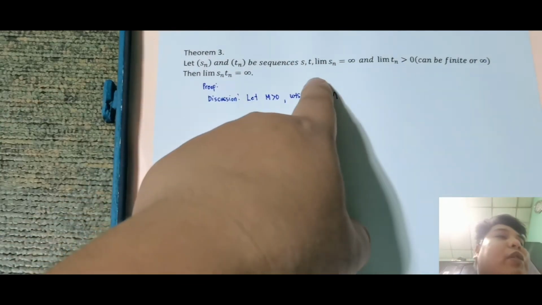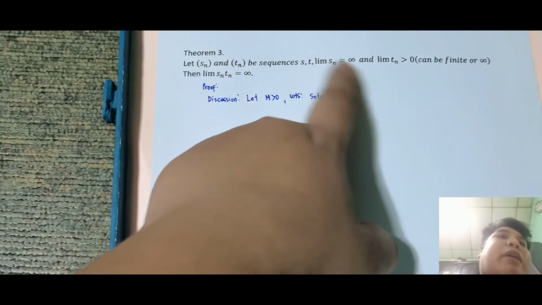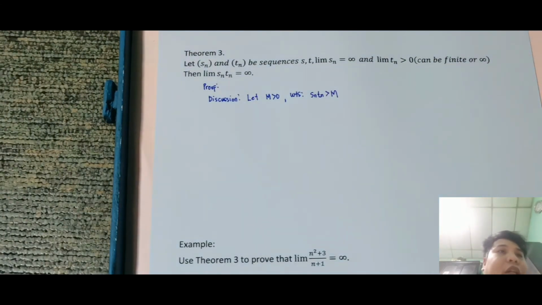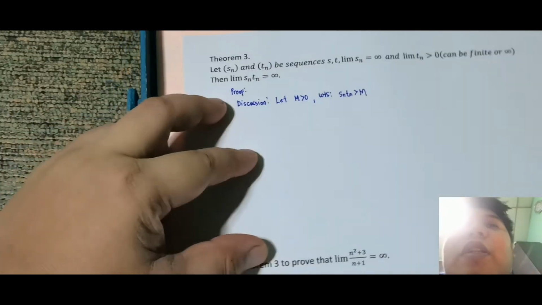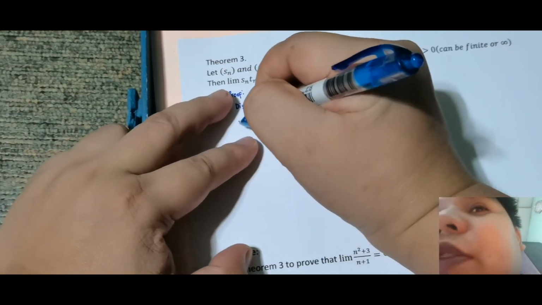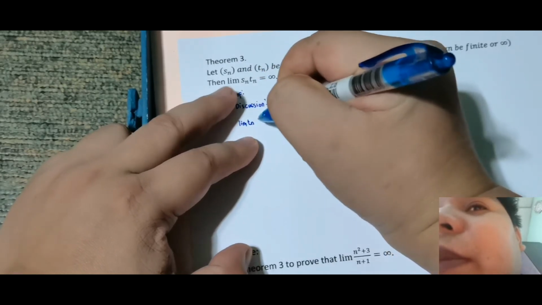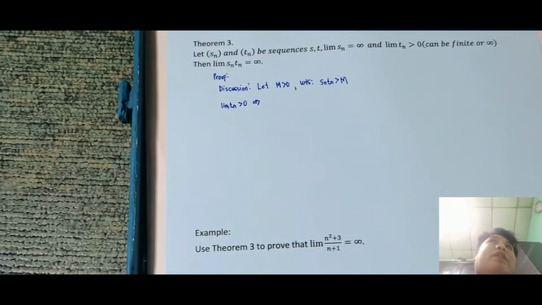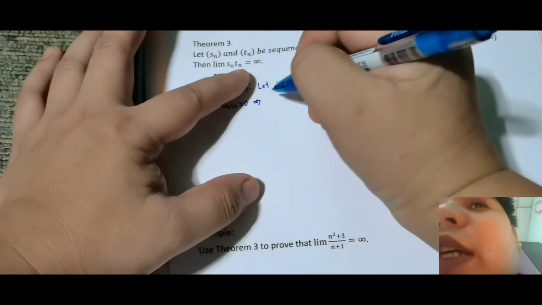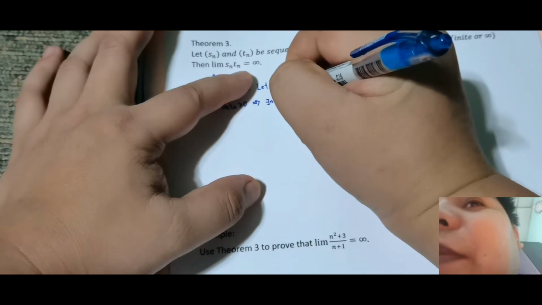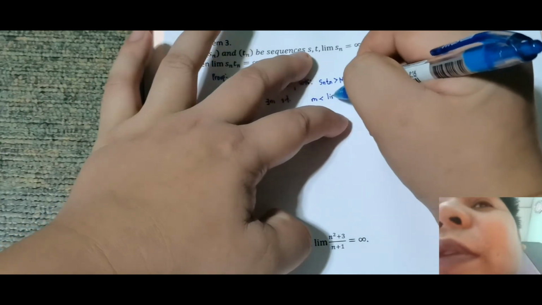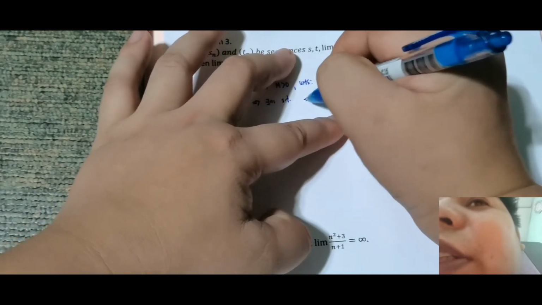Pero meron kasi tayong mga pwedeng magamit sa loob. So, unahin ko lang muna yung limit ng t sub n greater than 0. Dalawang klase kasi yung pwedeng mangyari dyan. It's either finite siya or positive infinity. So, we have limit ng t sub n is greater than 0. So, this implies, since yung limit ng t sub n is greater than 0, alam ko may number yan. Kunwari, may positive number na mag-i-exist yan. So, suppose na m siya. So, there exists m such that m is less than the limit of t sub n, which is greater than 0.